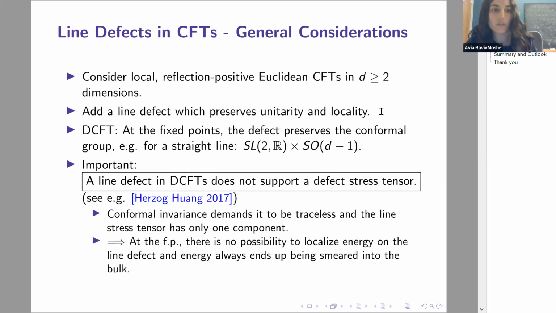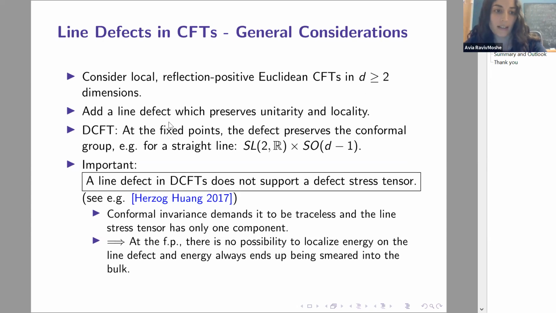So first, some general arguments about line defects in conformal field theories, some general arguments that will be important for the rest of the talk. So we consider local reflection positive Euclidean CFTs in any number of space-time dimensions, d larger or equal to 2. And we add a line defect to it in a way that preserves the unitarity and locality of the theory.